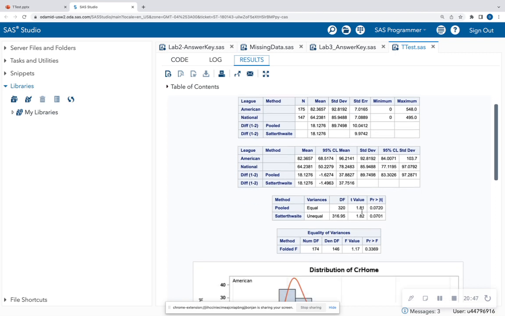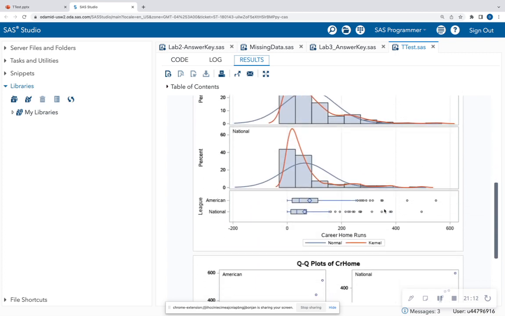And down here, I have my T statistic, okay? And I see that my p-value is greater than my 0.05. So keep in mind that if it's greater than, I failed to reject the null. So that means that the American and national home run, the mean amount of home runs that they have in this data set, are equal.